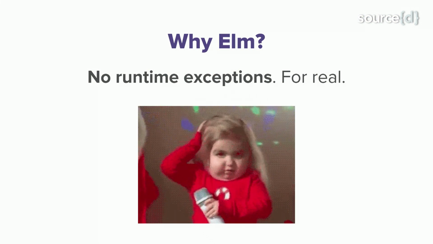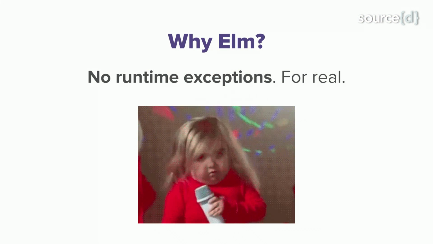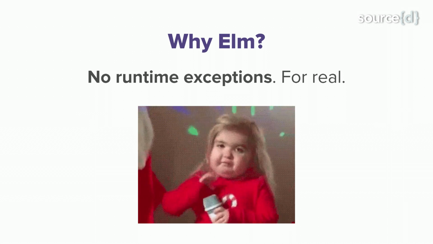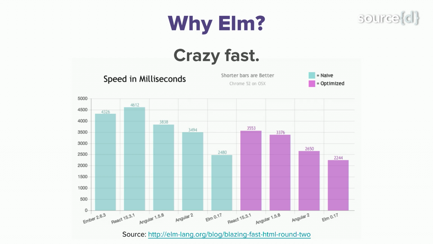It has no runtime exceptions, like for real. No Red Ink, which is the company sponsoring the development of the language, and probably the biggest commercial user of it, has never had a single exception in production, and they've been running Elm for years. It's also crazy fast. You can see in this chart here, the naive implementation of the to-do app in Elm is faster than the React and Angular 1 and 2 optimized versions of it.